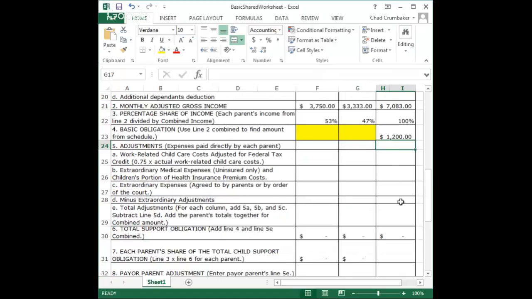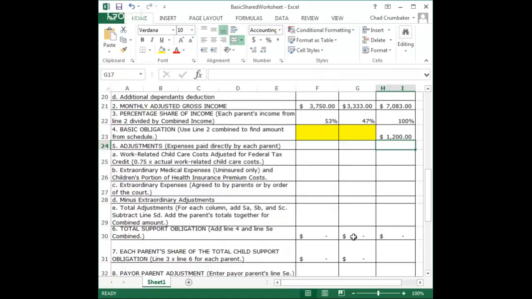So we get 1,200, and we take all of those numbers together, and there's a whole bunch of things that we could adjust it by, right? However, none of those applied here. So we add line 4 and line 5E to get the obligation amount. Some of this stuff we add in because now the household's not together. We're going to say some of the child care expenses are actually support. Some of the medical stuff is support, right? We add those factors in. We won't here. So what is the total support obligation? How do we come up with it?